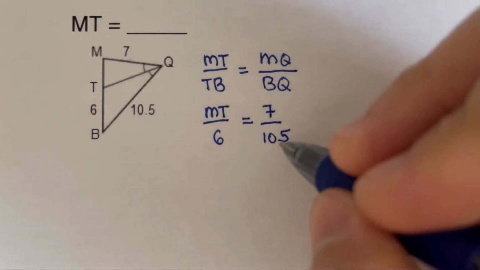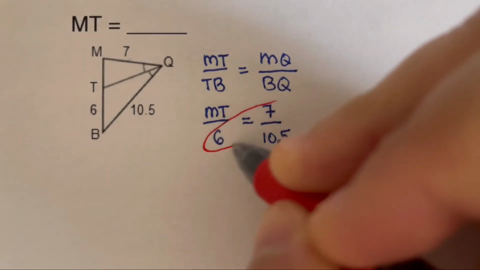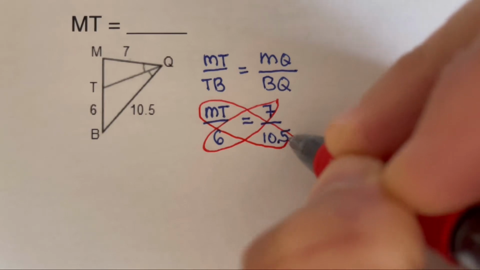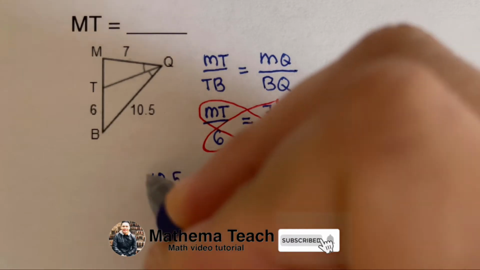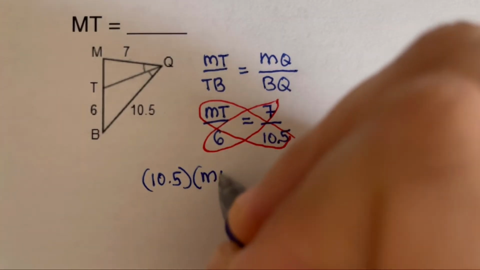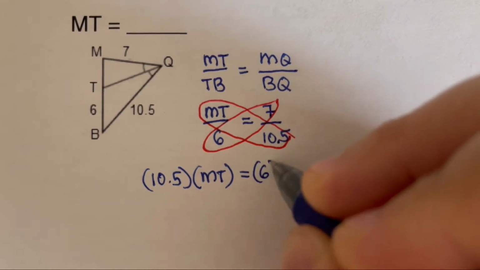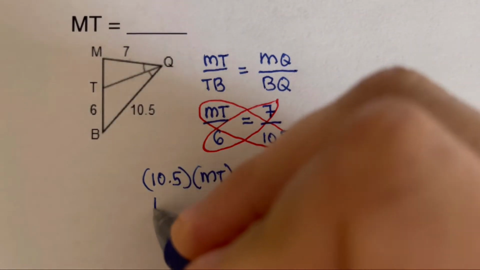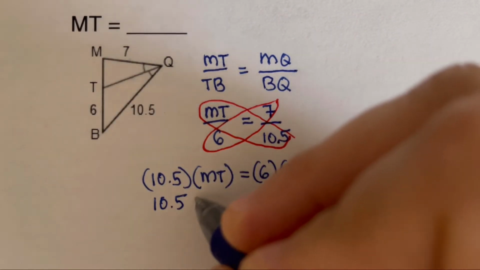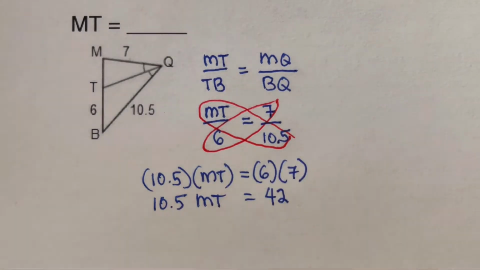And then again, we are supposed to solve for segment MT here, so we cross multiply these two and cross multiply these two, so that we can rewrite this as 10.5 paired up with MT is equal to, we multiply these two together, so that would be 6 times 7. So 6 times 7 is 42, so that is 10.5 times MT is equal to 42.